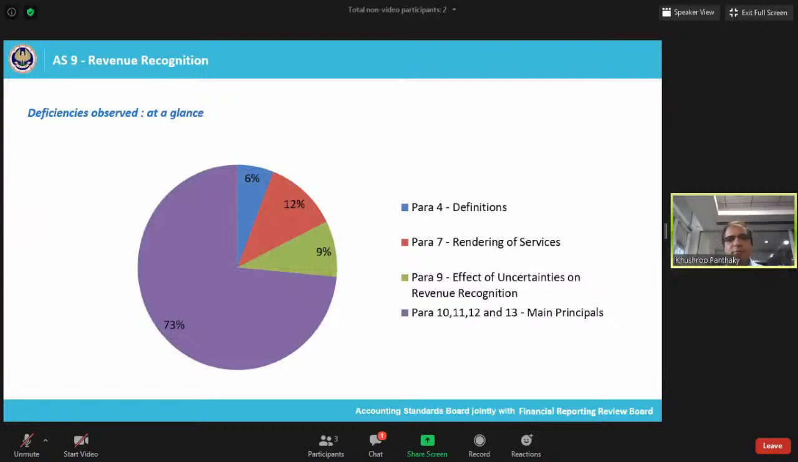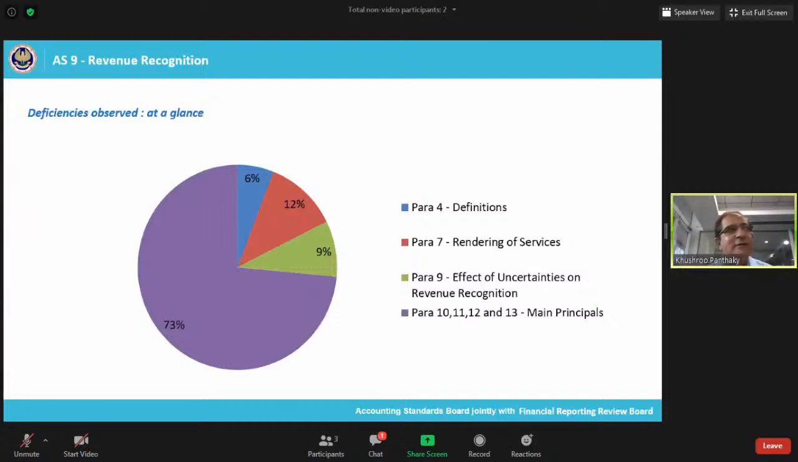Around 12% or so was incorrect revenue recognition in relation to rendering of services. So either completed contract method or percentage completion method, the revenue would not have been properly recognized when it comes to recognition of revenue from services being rendered. Around 9% or so is uncertainties on revenue recognition. There can be circumstances where there were uncertainties, but those uncertainties were not taken into consideration, and the revenue continued to be recognized by those organizations despite the fact that there were uncertainties. And therefore, there was 9% of error rate out there.